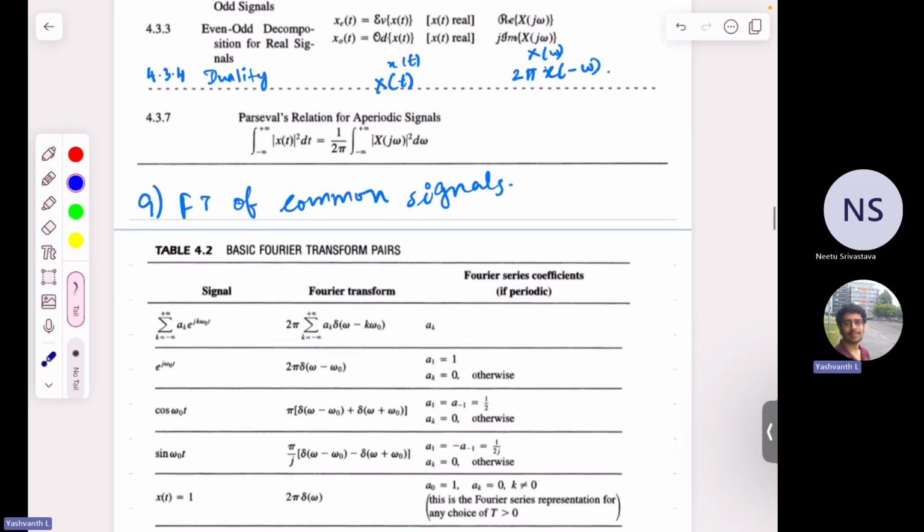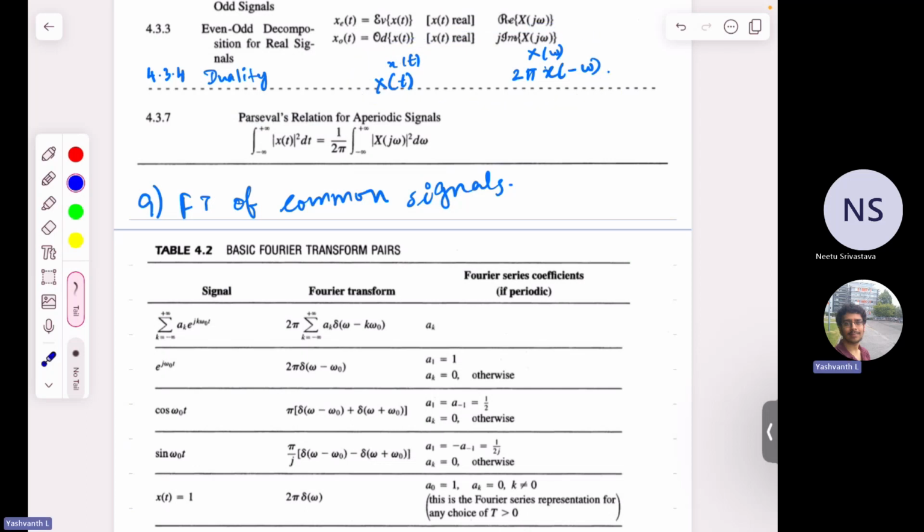And Parseval's relation: the integral from minus infinity to plus infinity of x of t whole squared dt equals 1 by 2 pi times the integral from minus infinity to plus infinity. Sir, how can we represent capital X of t? So you want to understand this properly by an example? Yes. Okay, I will do it. I will tell you what this means.